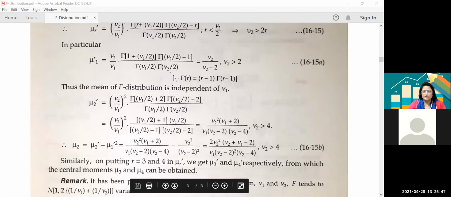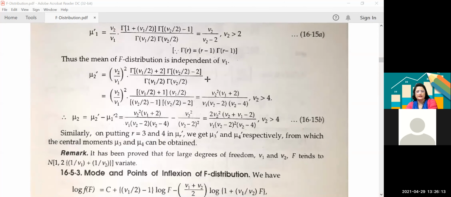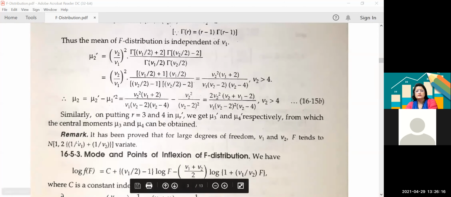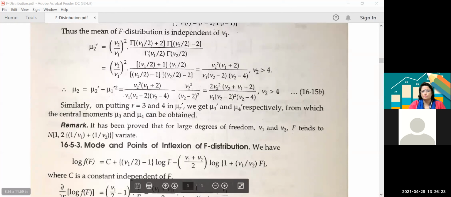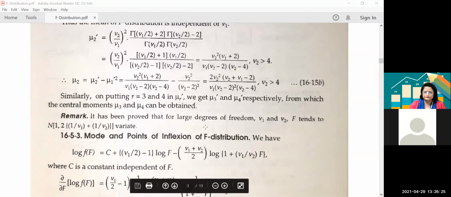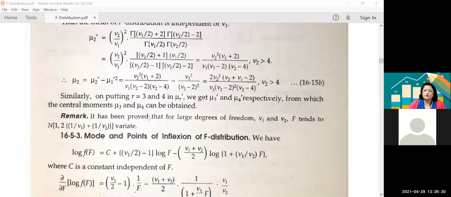So mean of the distribution. What is the mean of this distribution? It is nu2 by nu2 minus 2, right? And what is the variance of the distribution? This is a very big term, and with respect to the condition that nu2 is greater than 4. So underline these two expressions as the mean and variance. Similarly, on putting the value r is equal to 3, you will get mu3 dash, and mu4 dash. Then you can find the central moments mu3 and mu4, right? It has been proved. चलो ये हम बाद में करेंगे.